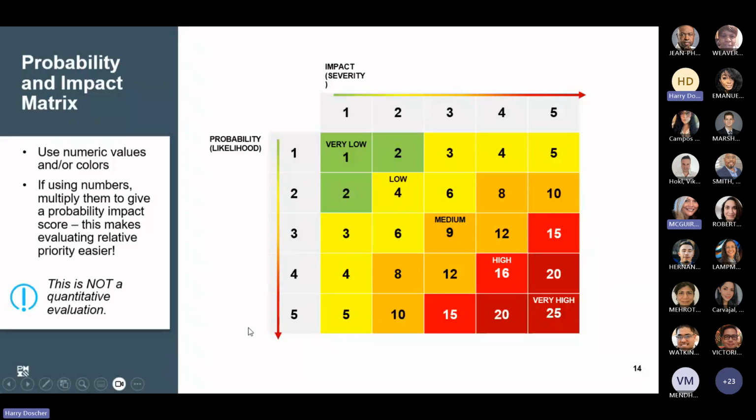Now, you don't have to do a quantitative analysis on every one of these. If you've got something that is a low risk, where the probability of it happening is pretty low, you may not need to do a quantitative analysis on it.